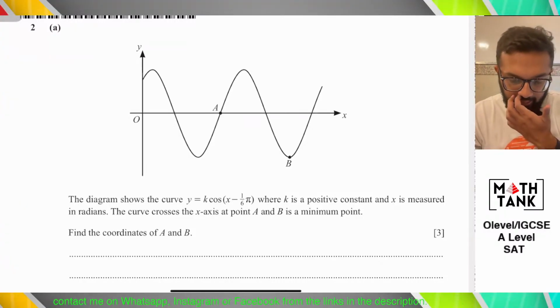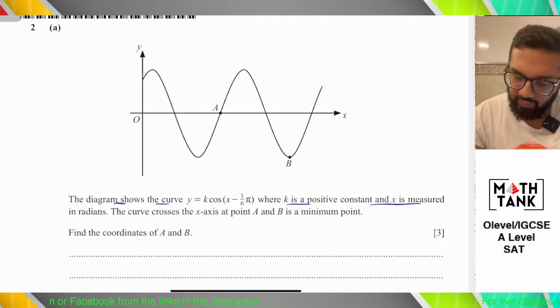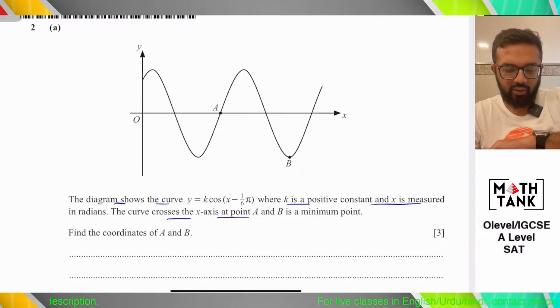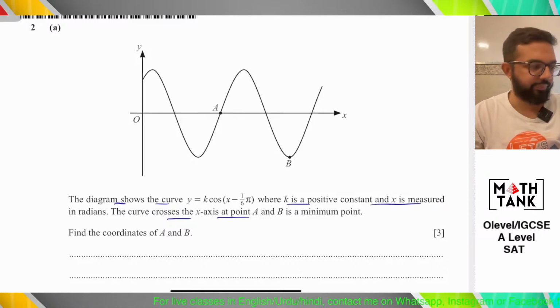Question number 2a. Now this might be a little tough. The diagram shows a curve, where k is a positive constant and x is measured in radians. The curve crosses the x-axis at points A and B. B is a minimum point. Find the coordinates of A and B.